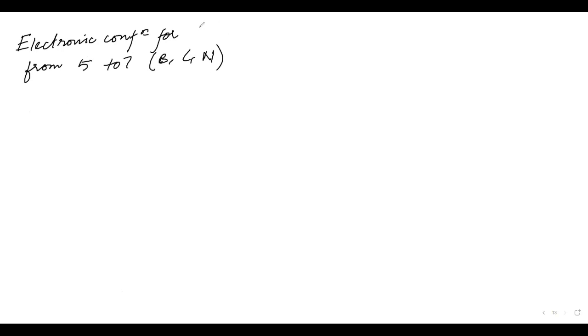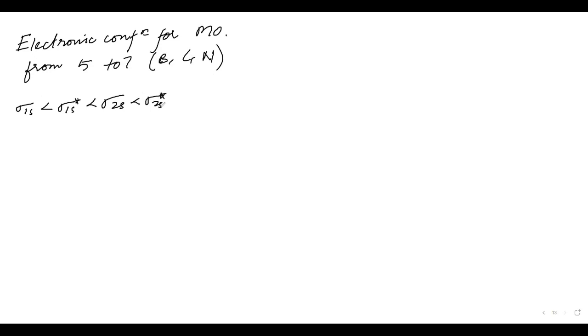Not elements, molecules. MO from 5 to 7: boron, carbon, nitrogen. What will this be? For boron, carbon, and nitrogen, it will be sigma 1s, greater than sigma star 1s, greater than sigma 2s, greater than sigma star 2s.